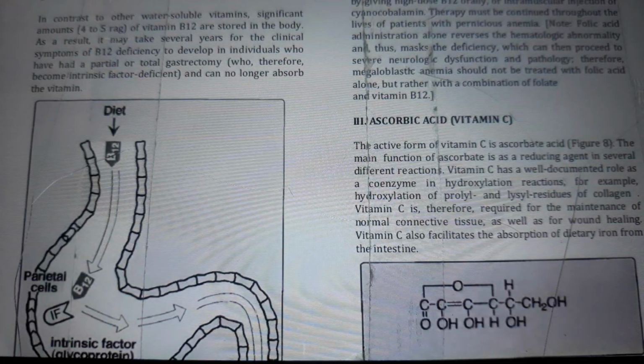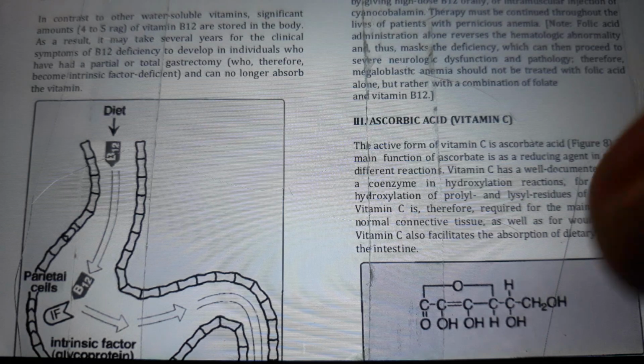The next topic will be the clinical indications for vitamin B12. In contrast to other water-soluble vitamins, significant amounts, 4 to 5 mg, of vitamin B12 are stored in the body. As a result, it may take several years for the clinical symptoms of B12 deficiency to develop in individuals who have had a partial or total gastrectomy, who therefore can become intrinsic factor deficient and can no longer absorb the vitamin.